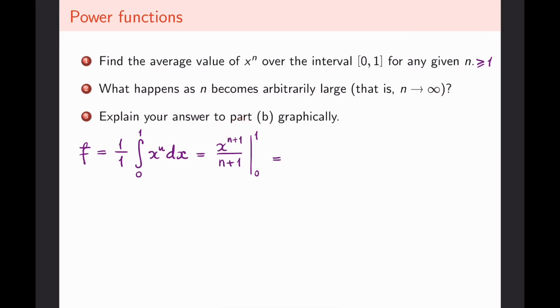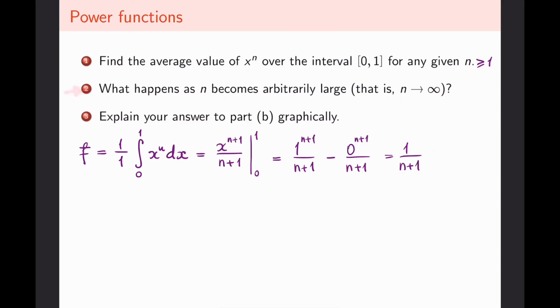So now I plug 1 in for x. What am I going to get? 1 to power n plus 1 over n plus 1 minus, and then I'm going to plug in 0 for x. This is when it's important to remember what the actual variable is and what the constants are. Now 1 to power anything is just 1, so this is going to be 1 divided by n plus 1. And 0 to power anything is just 0, so this whole term is going to be 0. So my average is 1 over n plus 1.